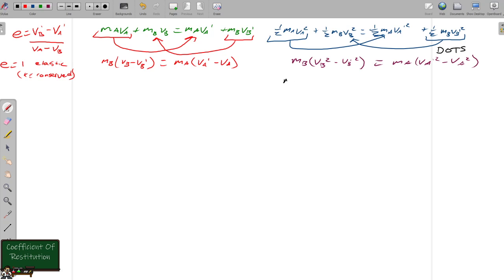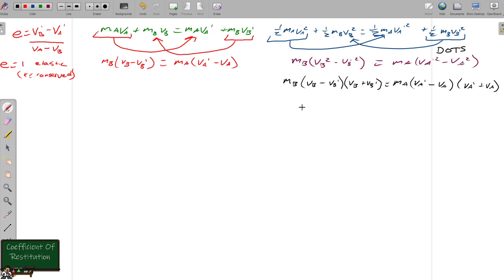So when I factor that, that's going to be MB (VB minus VB prime)(VB plus VB prime). And that's equal to MA, factoring with difference of two squares again, (VA prime minus VA)(VA prime plus VA).